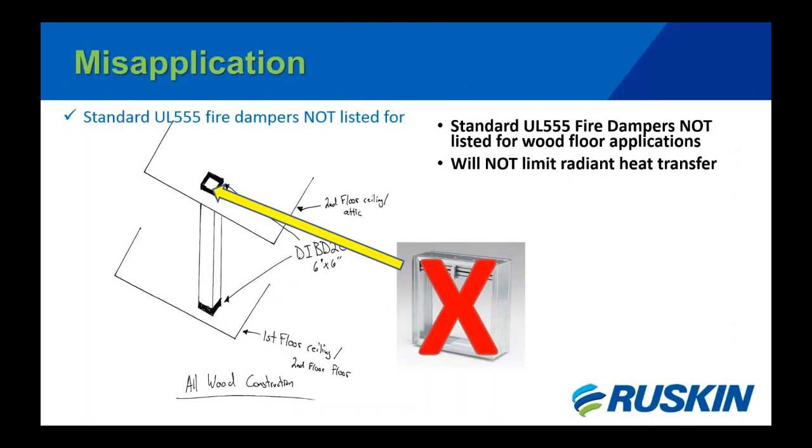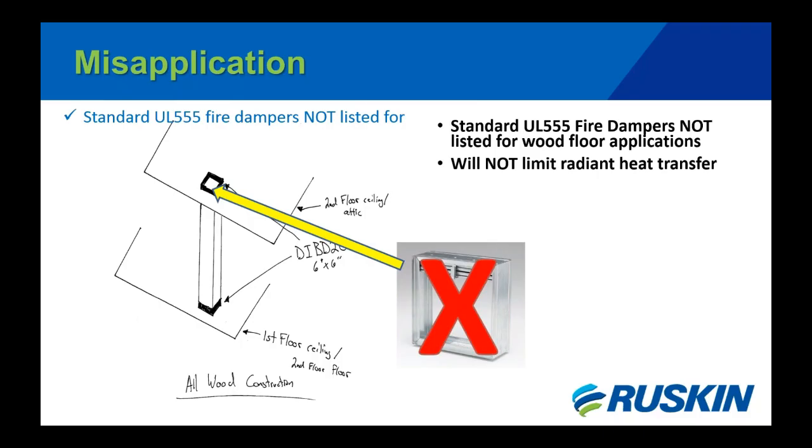So misapplication number 2. Again, this is another case where we have someone trying to apply the wrong damper into a situation. Now there's a couple things going on here that end up being a little bit more problematic. So this is a real sketch that we received. What they're telling us is it's all wood construction. We got 2 floors here. They want to put a curtain damper in both of these openings.